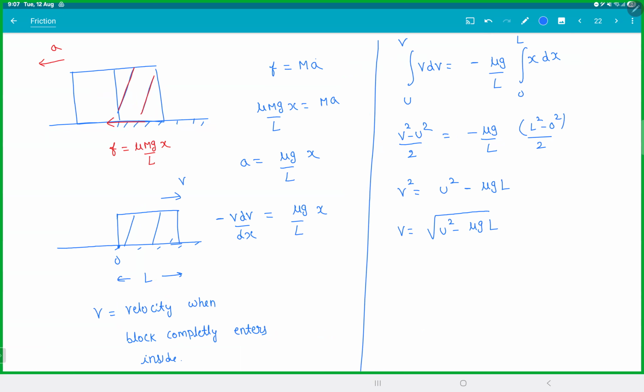No, if you had taken friction as constant, you would have got v equal to root over u square minus 2 mu gl. Oh, right. I'm sorry, sir. My bad. You would have got 2 mu gl there, the 2 cancelled. Okay, sir. All clear with this? So this is the speed we got. So here u square must be greater than mu gl for the block to enter completely inside.